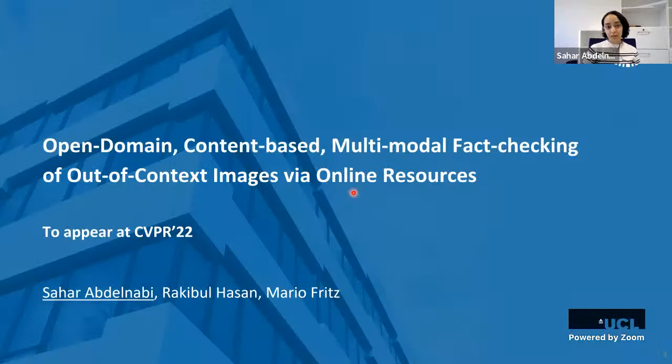So this will move us to our paper. Our paper was titled Open Domain Content-Based Multimodal Fact-Checking of Out-of-Context Images via Online Resources. It's a bit of a long, mouthful title, so I won't be saying it again. But I'm so glad to share that this work has just been accepted at CVPR this year. It's a joint work with Rakibur Hassan and my advisor, Mario Fritz. Okay, so at least from the title, it seems that this work is about out-of-context images. I first would like to define or introduce what out-of-context images are.